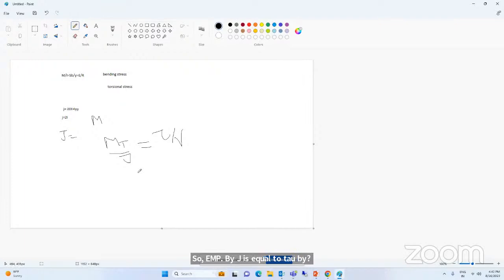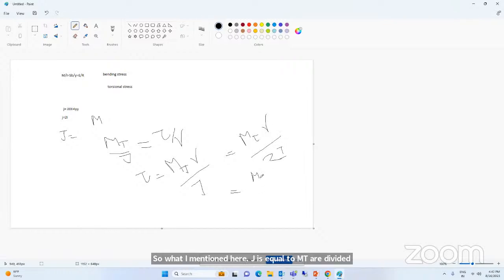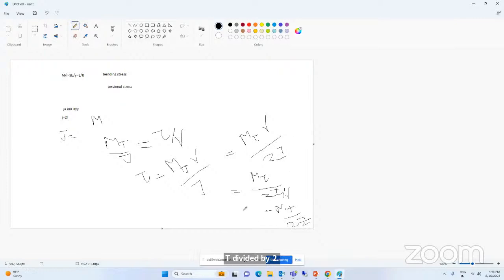So what I needed is tau. So tau equals MT R divided by J. So what I mentioned here, J is equal to 2I, so MT divided by 2I by R. We already mentioned that I by R is equal to Z. So MT divided by 2Z. This is the shear stress formula: MT divided by 2Z.